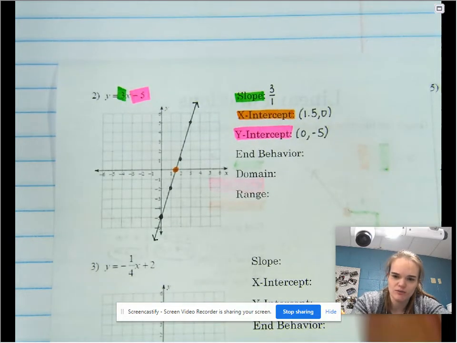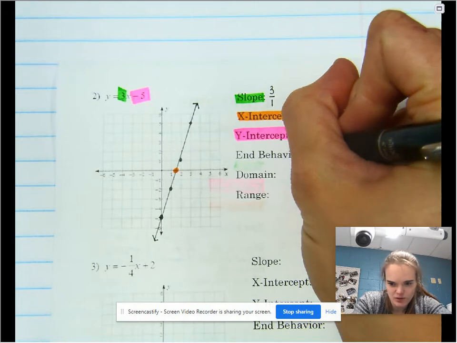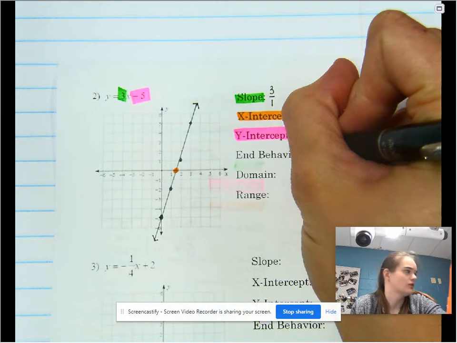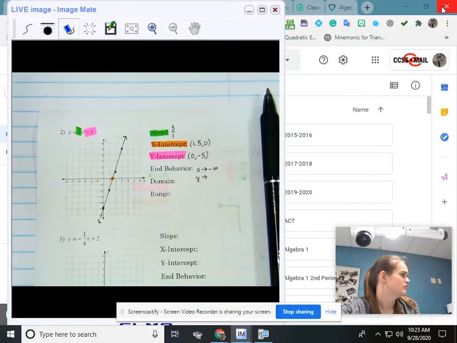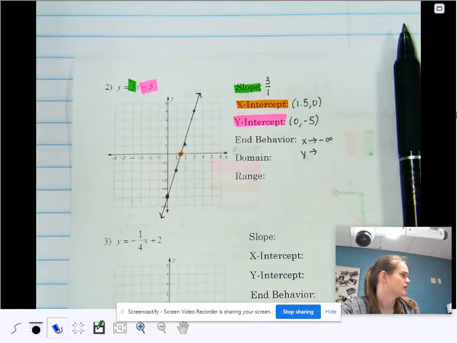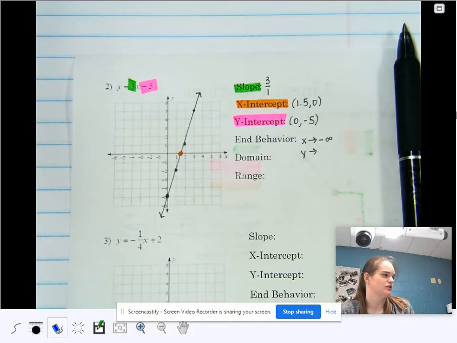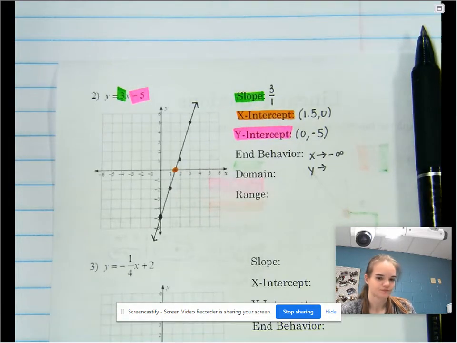Okay, in end behavior, as x approaches the negative numbers, y does what? X is going here, so I'm looking at this left side of this graph. My screen froze, and I'm sorry, so let me unfreeze it. Okay, write that down. Pause it if you need to. Sorry that it froze like that.